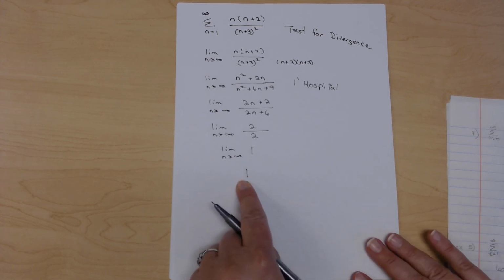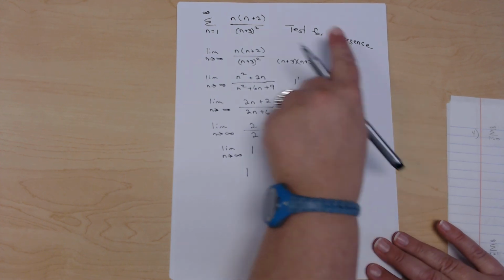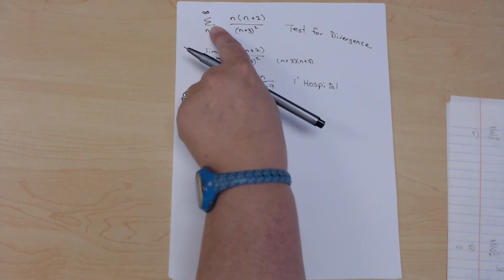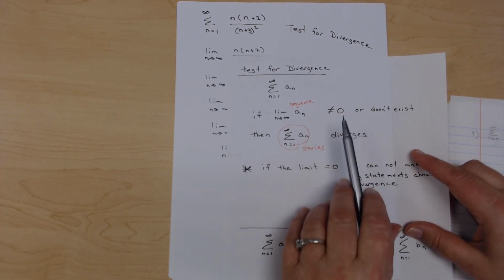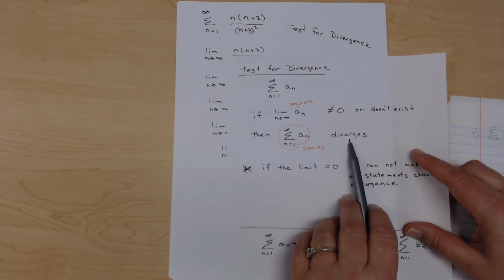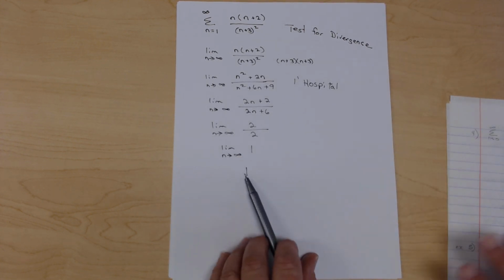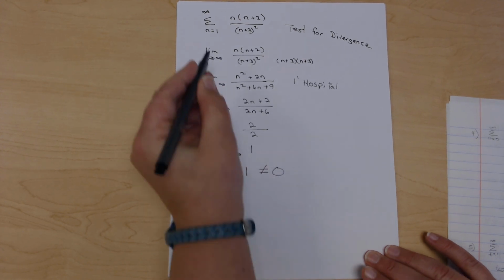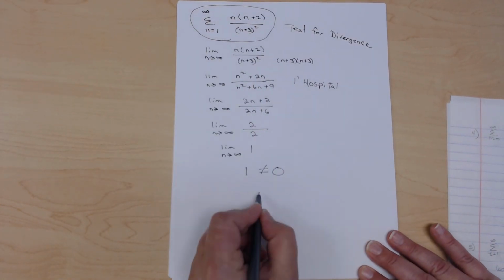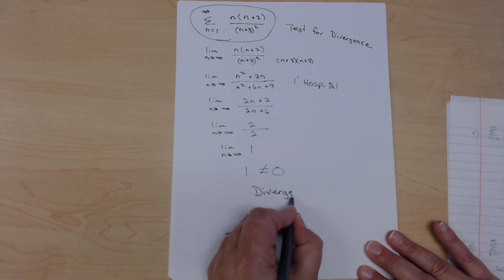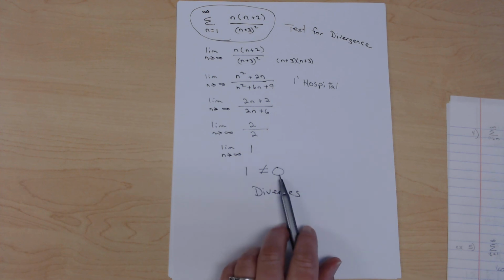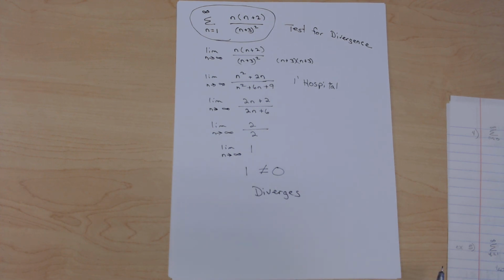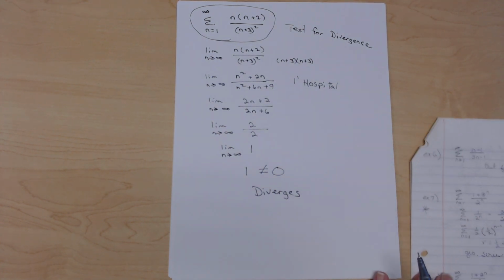Now what is the test for divergence though? Because remember, we're really doing this for the sum. If that limit does not equal 0, it automatically diverges. If the limit of the sequence does not equal 0, my whole summation, my original problem, diverges. If it does equal 0, it tells us absolutely nothing.